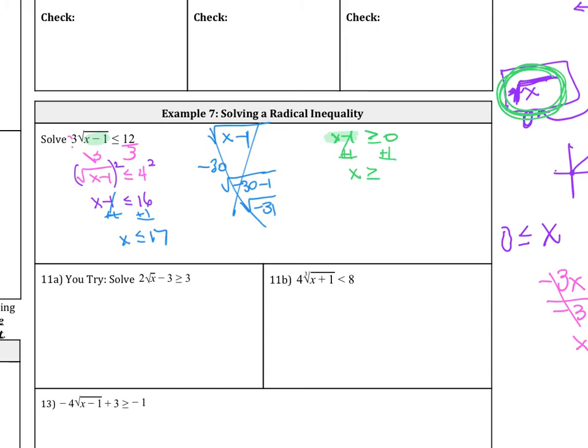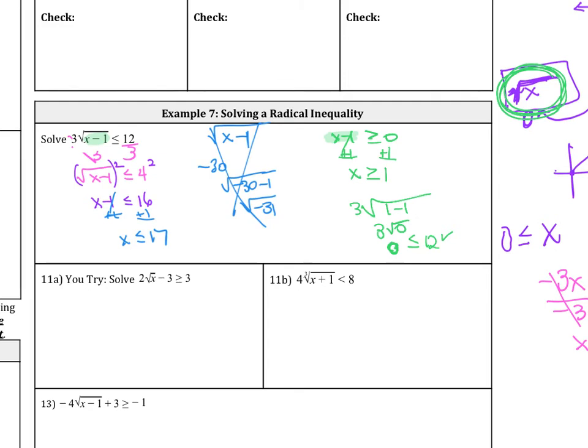X has to be greater than or equal to 1. Now to prove it to you, if I plug in 1 into this inequality, 1 minus 1 is 0. And square root of 0 is 0. So 3 times 0 is 0, and that's less than or equal to 12, which is true.